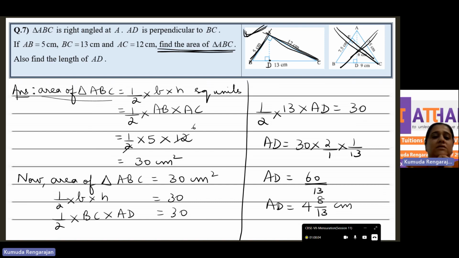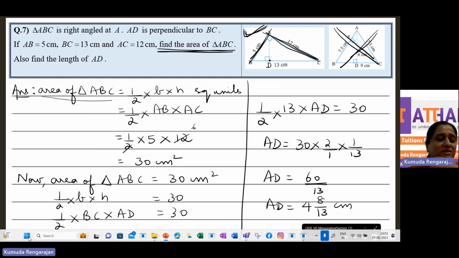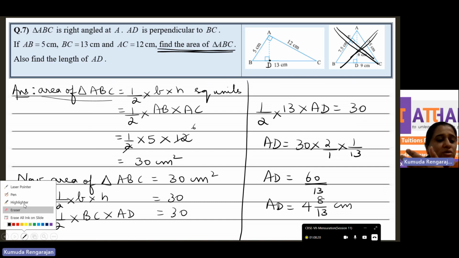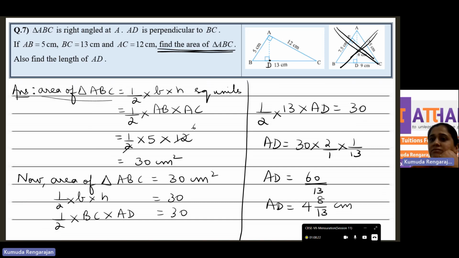So a half into base into height. What have I taken as the base? I've taken AB as the base. Then CA is the altitude. Or AC, you can say, both are the same. Half into AB into CA. Or, okay, let me write CA itself. AC, CA, both are the same. Correct, children?